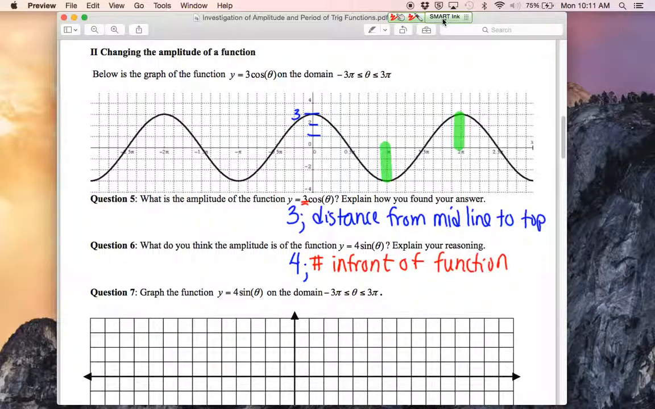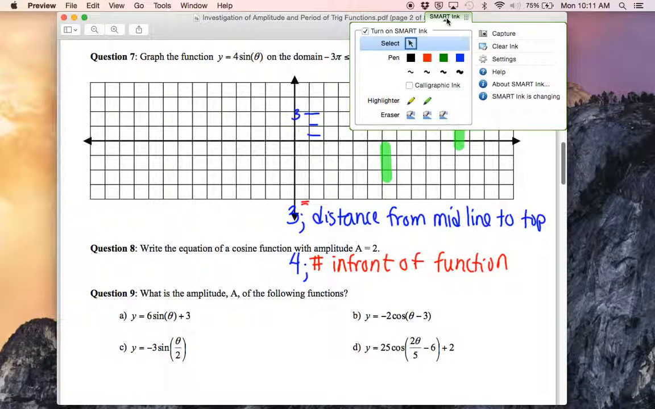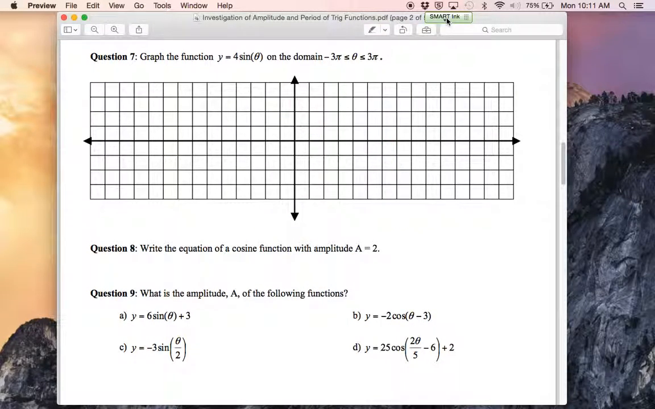Okay, and it's being multiplied. So graph the function y equals 4 sine theta. Well, it's going to be the exact same thing as sine theta, except instead of going up to 1 and down to negative 1, I'm going to go up to 4. So 1, 2, 3, 4, and down to negative 4. 1, 2, 3, negative 4.